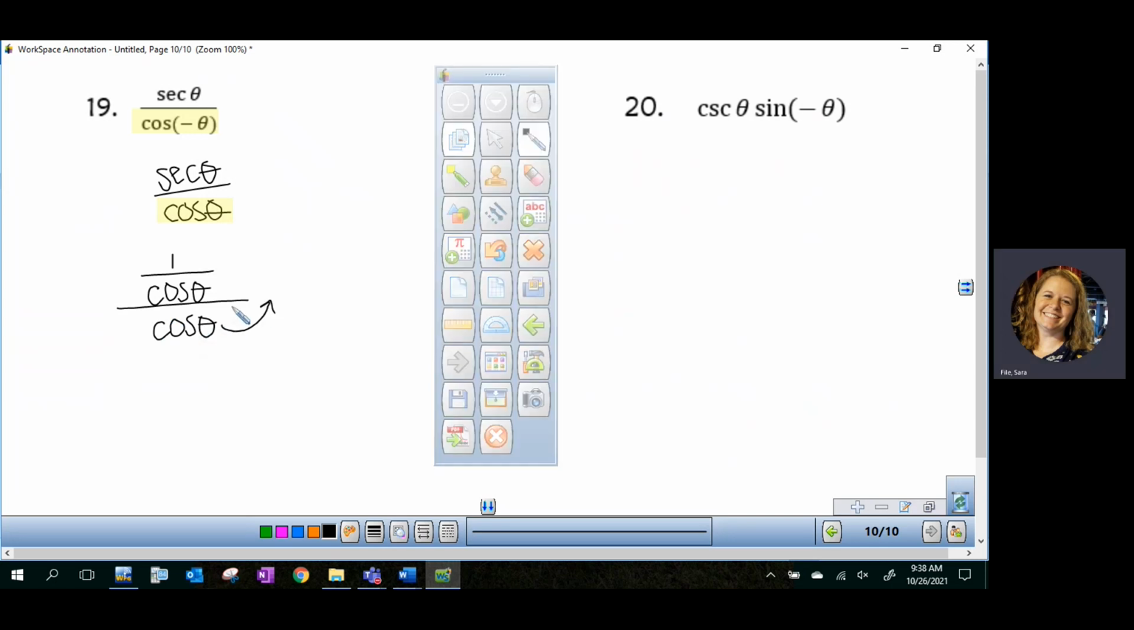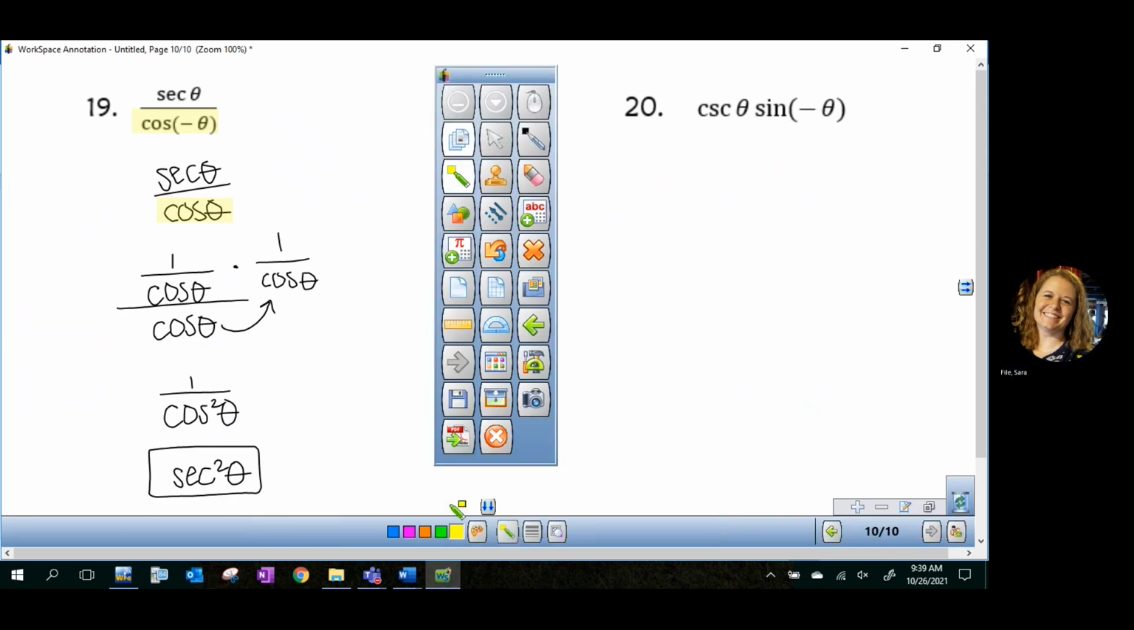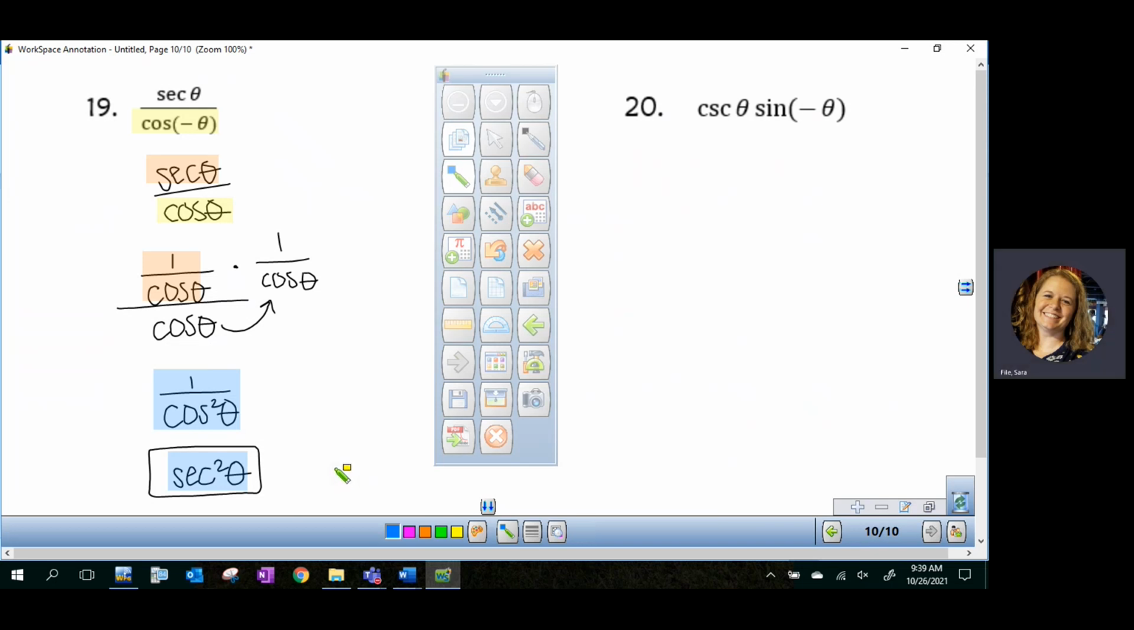And we flip and multiply because we don't want a fraction within a fraction. So we're multiplying by 1 over cosine, and that becomes 1 over cosine squared, which in turn, to get rid of the fraction, we do the reciprocal, which would be secant squared. So we used an odd even identity, we used a reciprocal identity, and then we used another reciprocal identity. Everybody all right with that one?